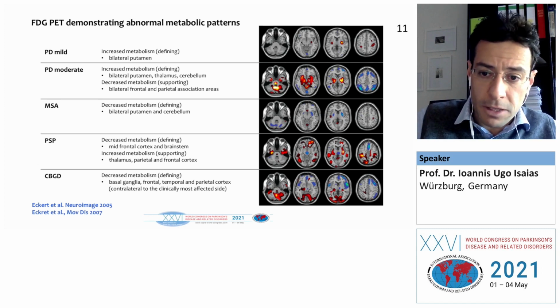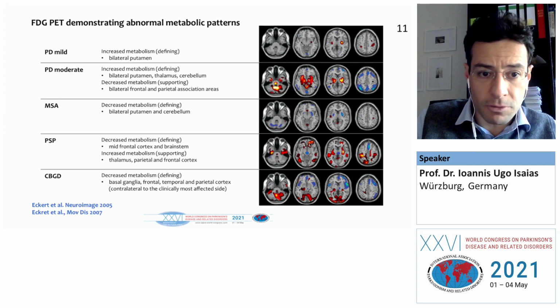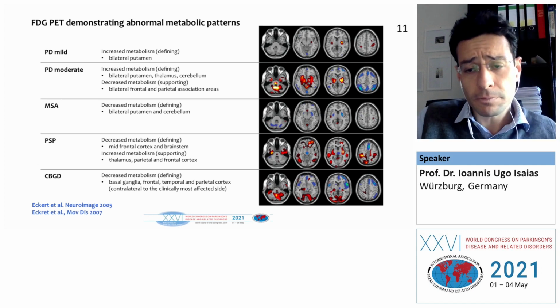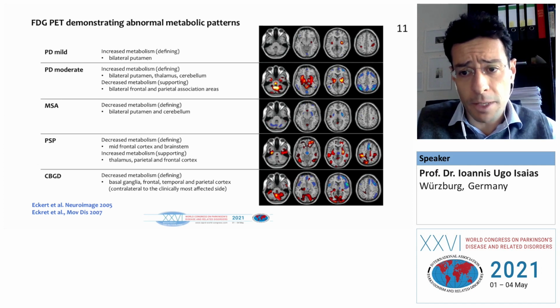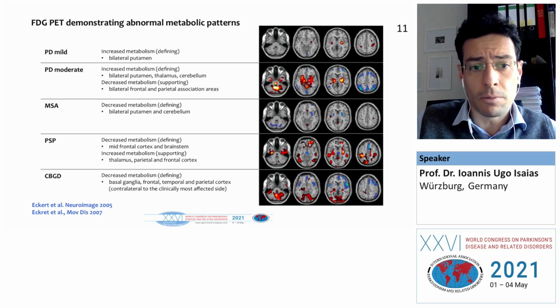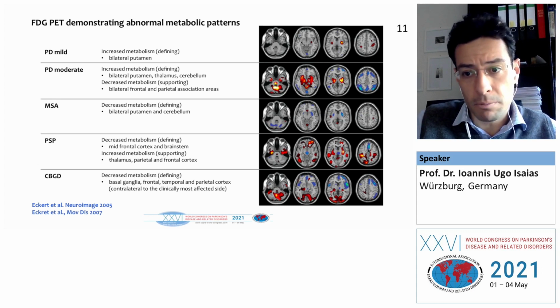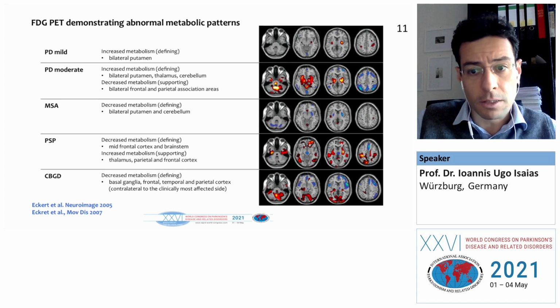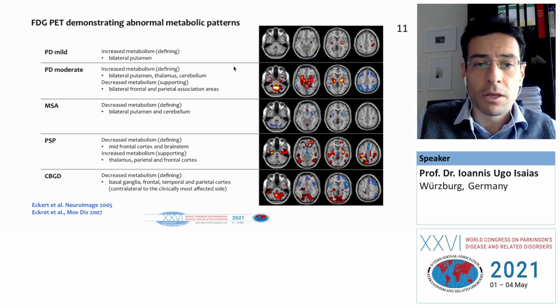For PSP patients, as I mentioned before, we can clearly distinguish some areas, the ones in blue here, that are evocative of a reduced metabolic activity in the mid-frontal cortex and the brainstem in particular, and several other areas of increased metabolic consumption, which are the thalamus, parietal, and frontal cortices.